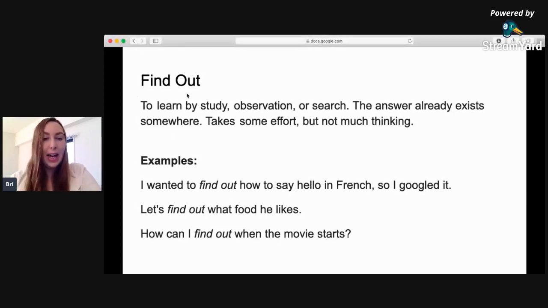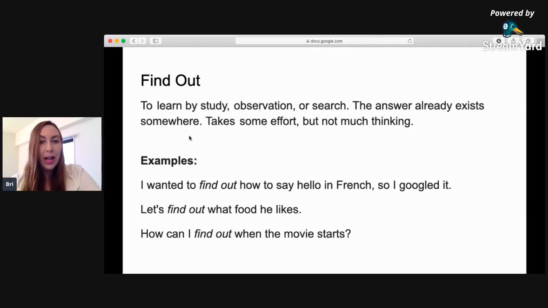Okay. So find out: to learn by study, observation, or search. So you're going to learn, or you're going to get the information from somewhere by studying it, by observing it, or by searching for it. Okay? The answer already exists somewhere. It takes some effort maybe to find the answer, but not much thinking.